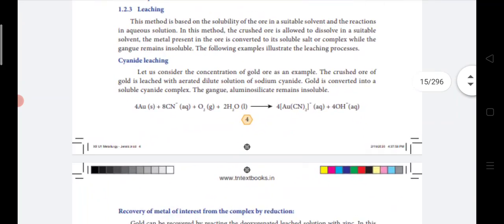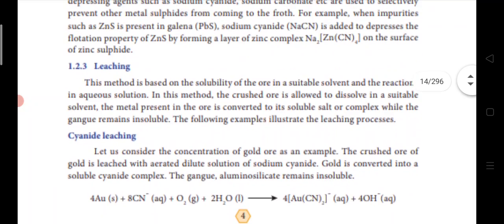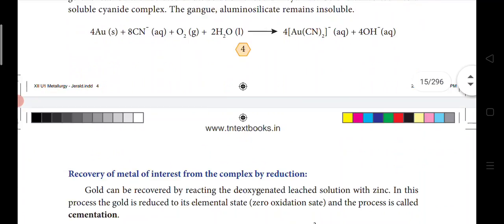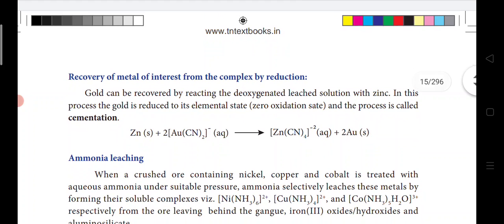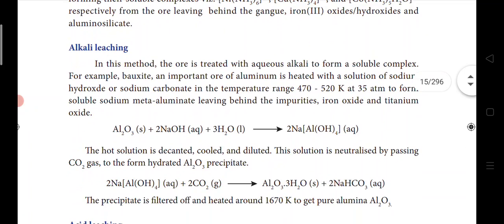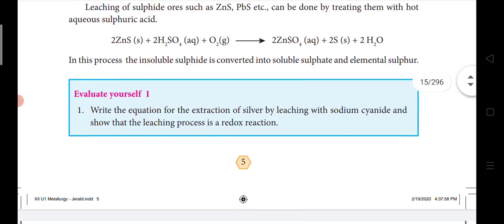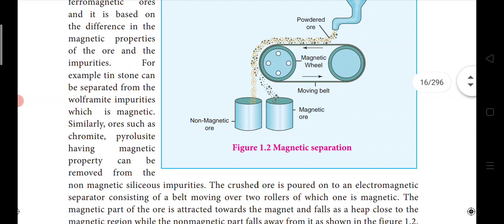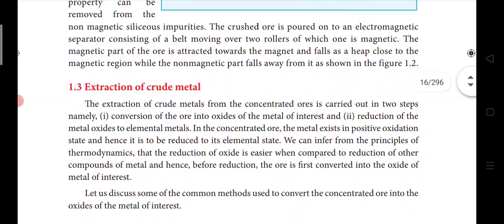And we saw leaching. Leaching is based on the solvent. We have to select a suitable solvent depending upon the ore. There we had cyanide leaching, which is especially for gold, and ammonia leaching for copper, nickel and cobalt, and then alkali leaching for the other metals, and also acid leaching. And finally we had magnetic separation. If an ore has a magnetic property, then we can use this technique. So these are the methods we followed for the concentration of ores.